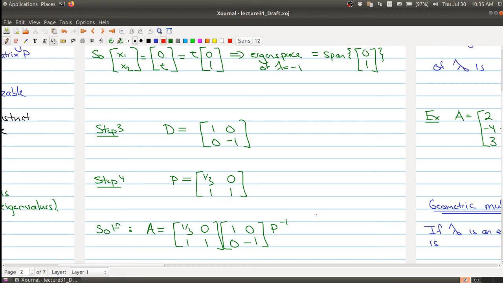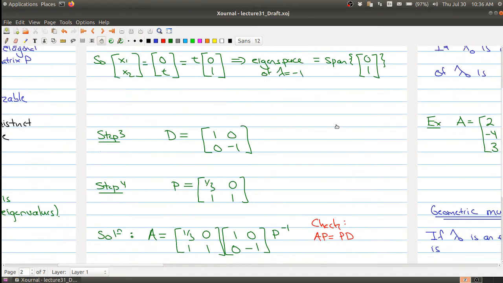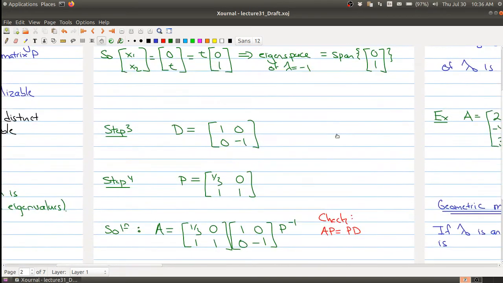What I want to point out is that you can always check your answer. And here's a quick way to check. You just have to check that AP is equal to PD. If you do this matrix multiplication, you should get the same thing. So this is just a quick review of how you do this.